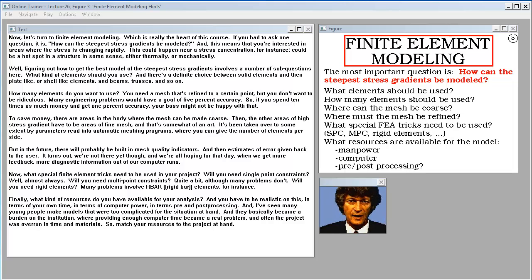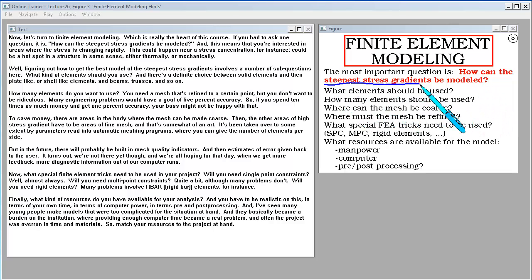Now let's turn to finite element modeling, which is really the heart of this course. If you had to ask one question, it is, how can the steepest stress gradients be modeled? And this means that you're interested in areas where the stress is changing rapidly. This could happen near a stress concentration, for instance. Could be a hot spot in a structure in some sense, either thermally or mechanically. Well, figuring out how to get the best model of the steepest stress gradients involves a number of sub-questions here.